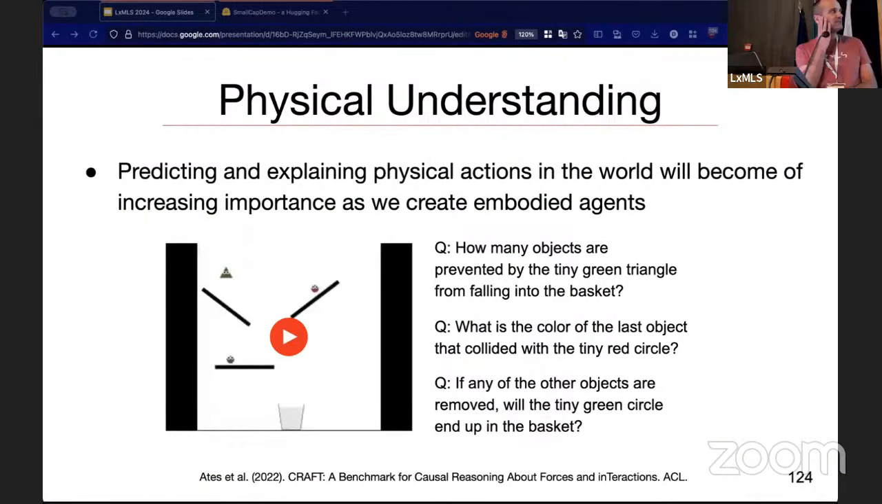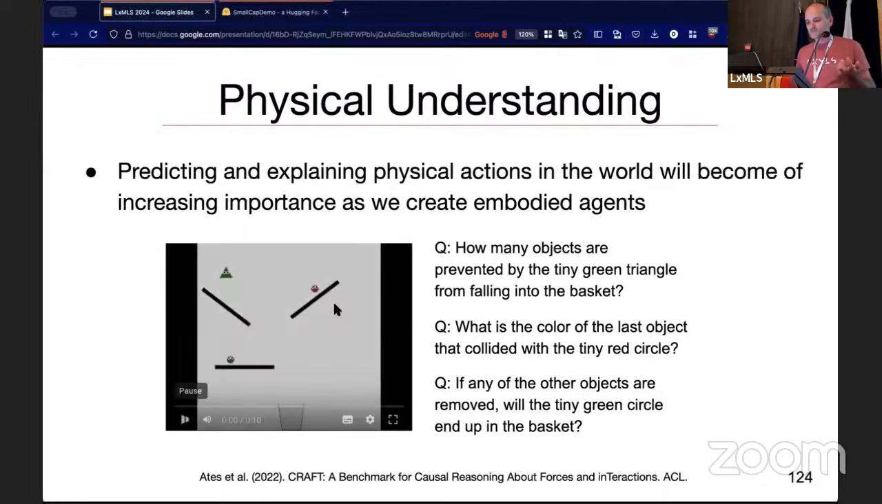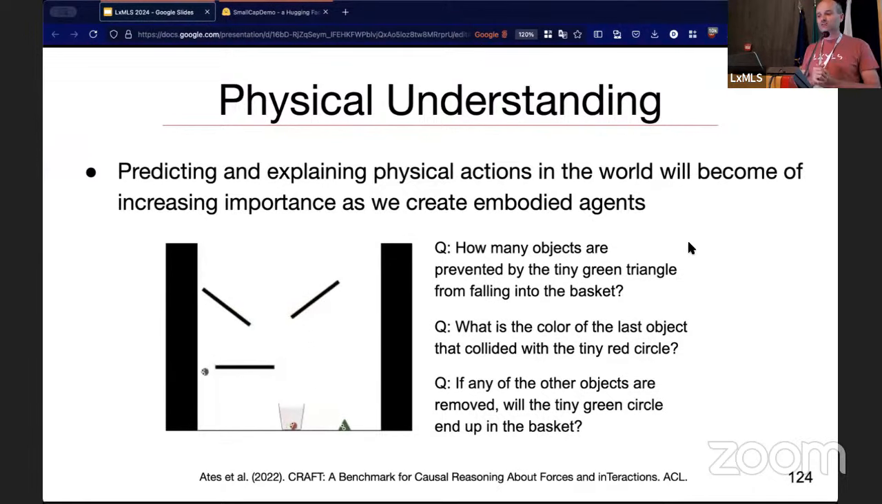So I'm really excited by, are you going to play? Come on. So I think that trying to predict and explain physical actions in the world is just going to be of super high importance when we're going to create embodied agents. And I think we can learn a lot by working in more synthetic or toy scenarios. So this is a scenario with some cute shapes, and the models are tasked with questions like how many objects are prevented by the tiny green triangle from falling into the basket.